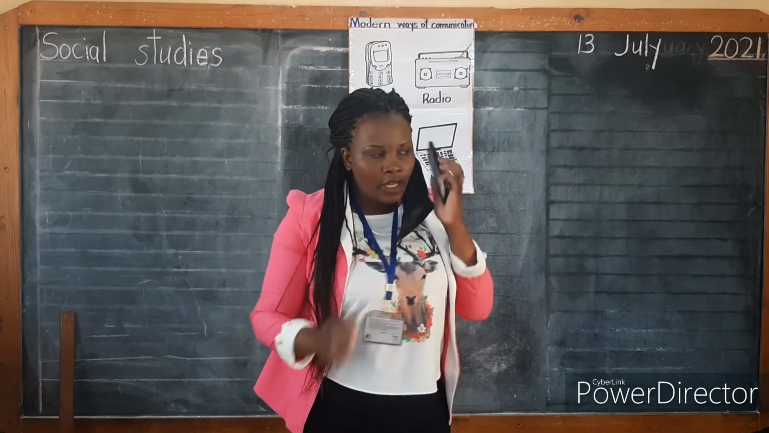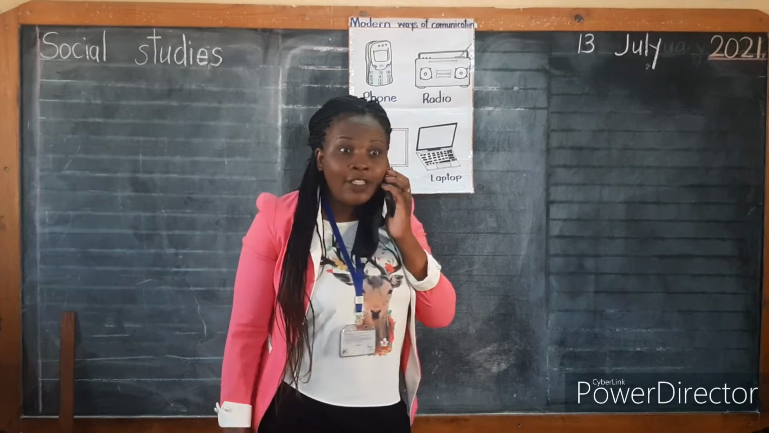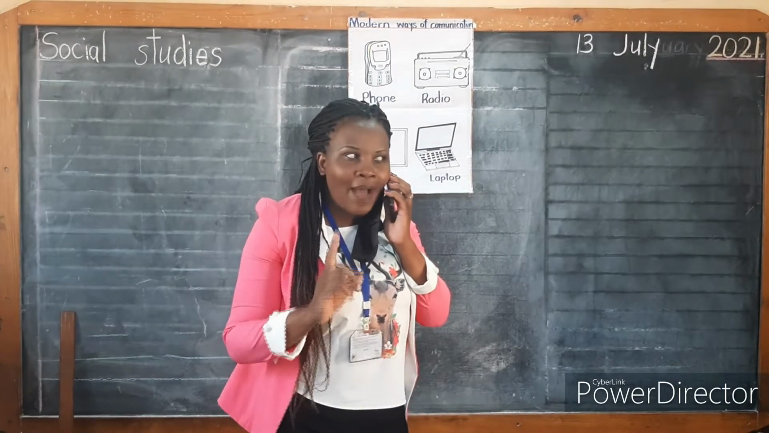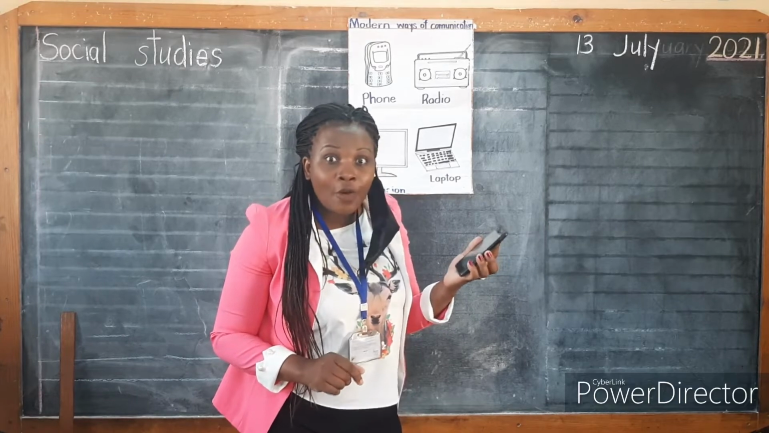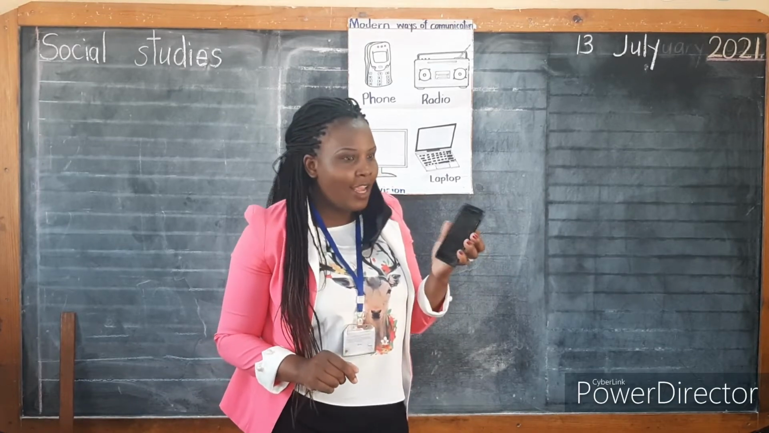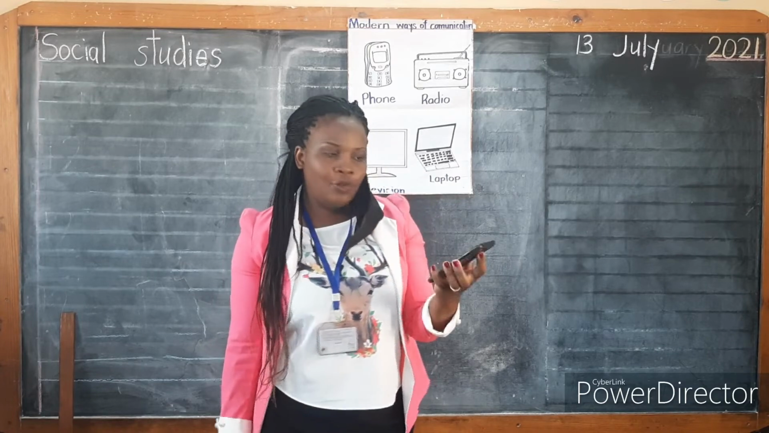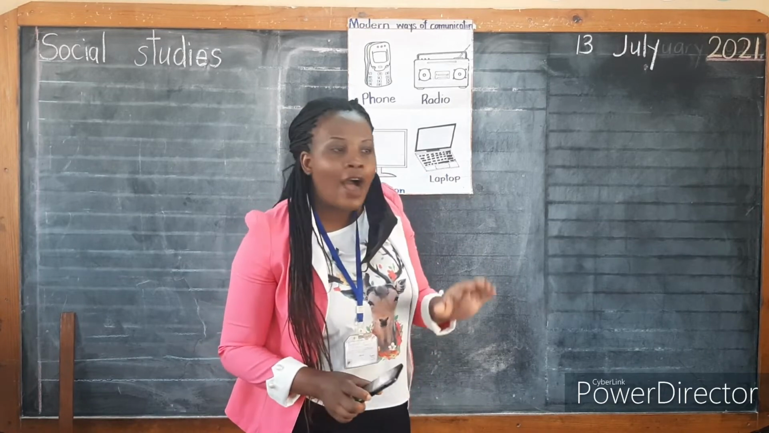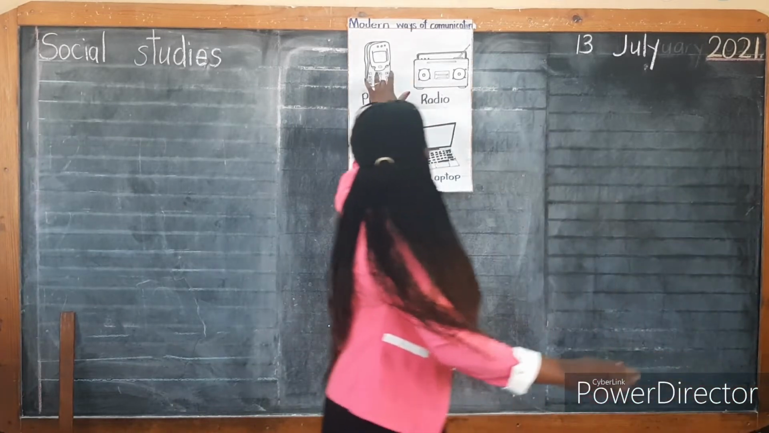Already someone is calling. Hello? Yes, I'm fine. Yes, I'm at Fountain School. Okay, I'll call you back. Did you see that? My uncle was calling. He wanted to know who I am. And do you know what he used? He used a phone to talk to me. Already, uncle has communicated to me, which is a phone.